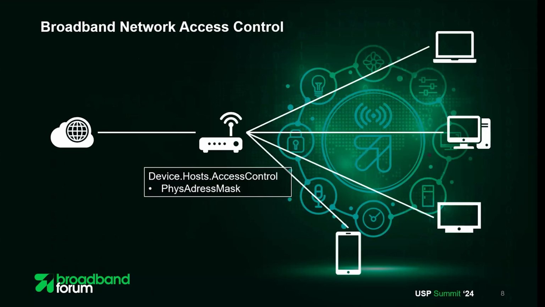This is good. So, the host object provides information on each of the hosts on the LAN, and the host access control enables controlling the internet access of LAN devices. Just to mention, we added another parameter, the physical address mask, that enables applying the configured access control to a set of devices instead of per device.